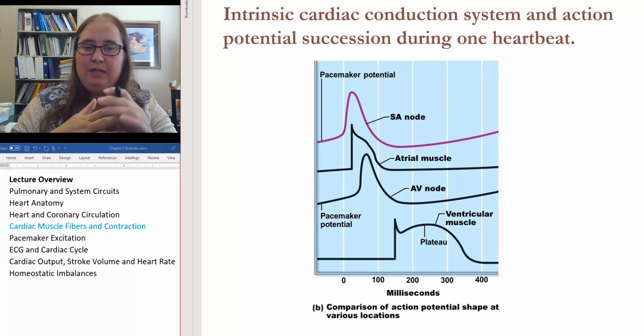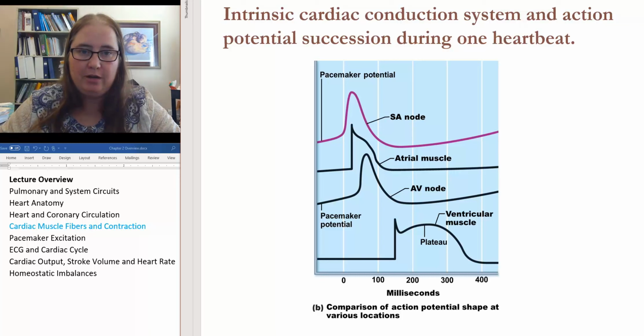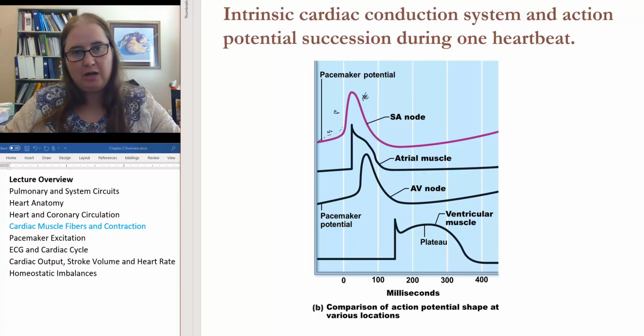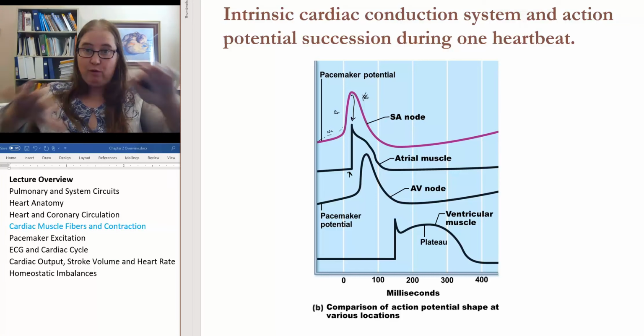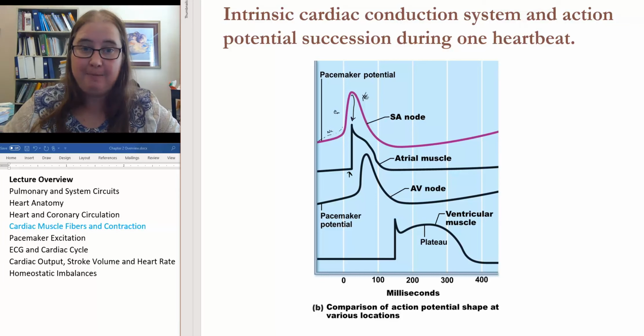And we can see that here. So here is our pacemaker potential, so sodium, calcium, potassium. I almost put P for potassium. It's supposed to be K. So here's our SA node, and what we can see is this depolarizes. This depolarization causes our atrial stimuli. Our SA node triggers that stimulus, which spreads across our atrium.